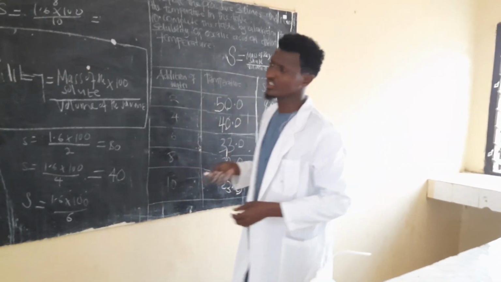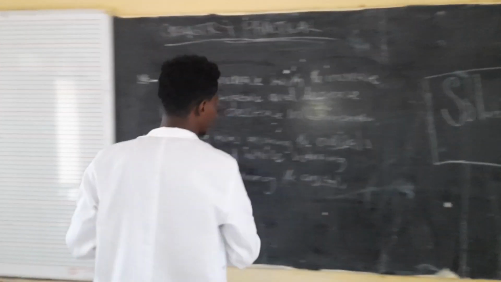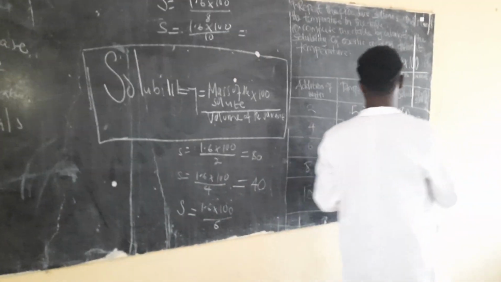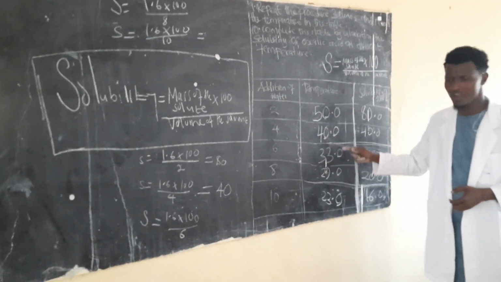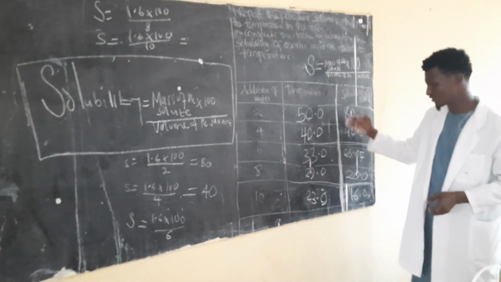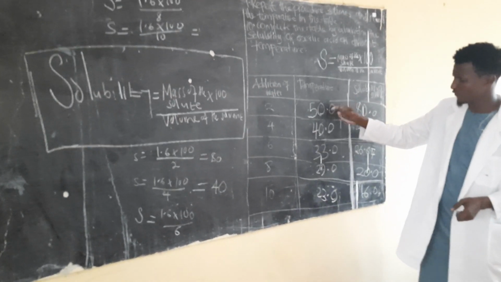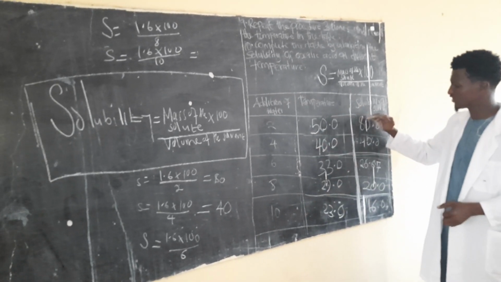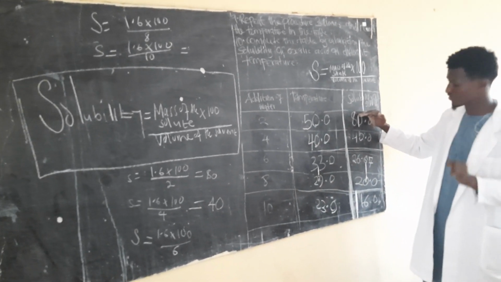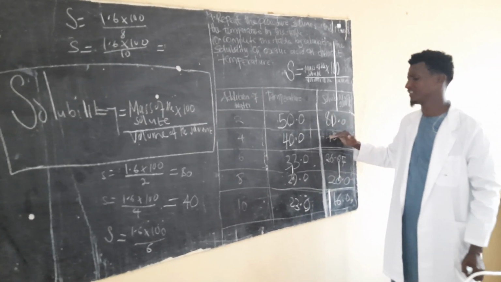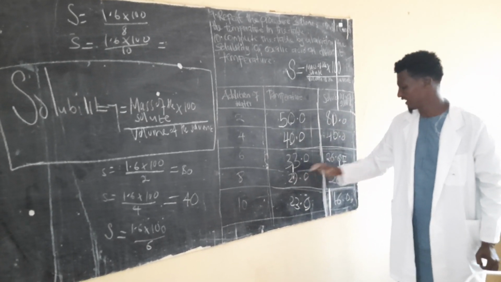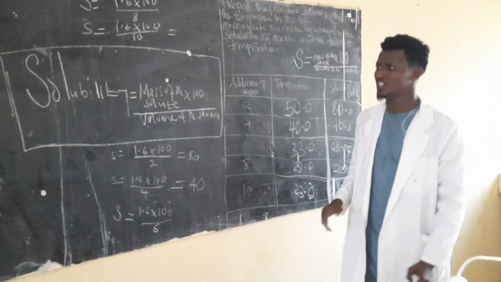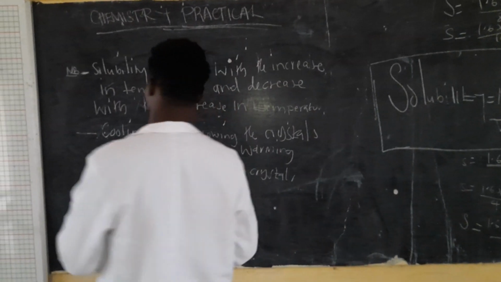So the solubility is increasing with the increase in temperature and decreasing with the decrease in temperature. If I decrease the temperature, the solubility is going to decrease. From 50 degrees Celsius, if I decrease the temperature from 50 to 40, the ability of the salt to dissolve will decrease from 80 to 40. From 33 to 29, it will decrease from 26 to 20. So that is now what you need to remember.